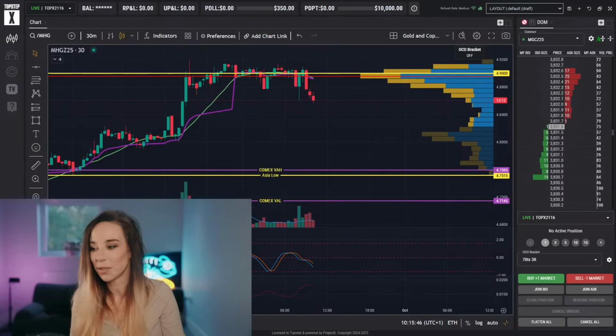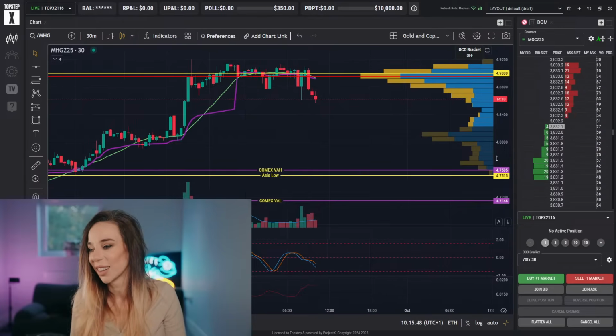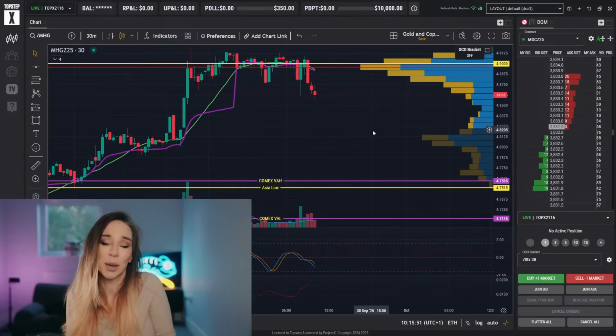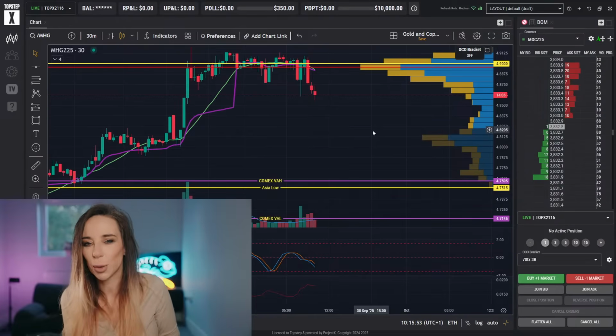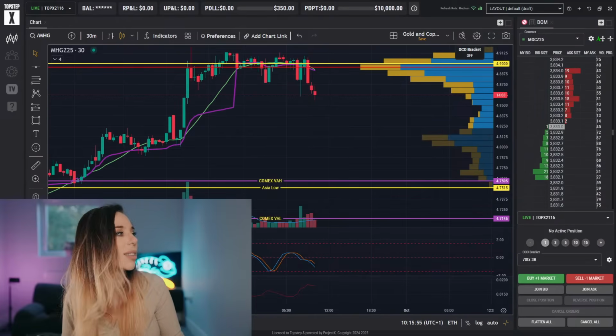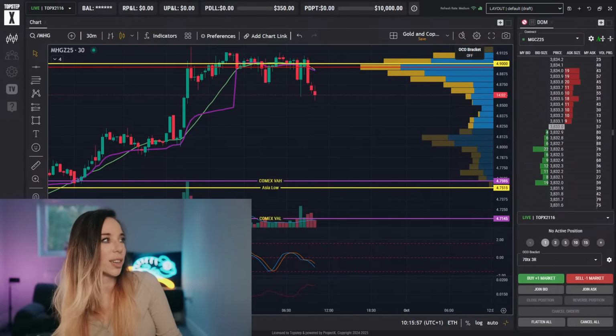So that's kind of how I feel that certain people trade. But it's not necessarily a bad thing. I just find that there's a nervousness to it that makes me nervous as well. And I just find it entertaining.